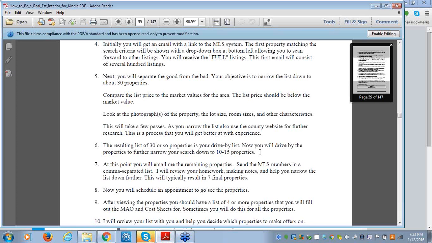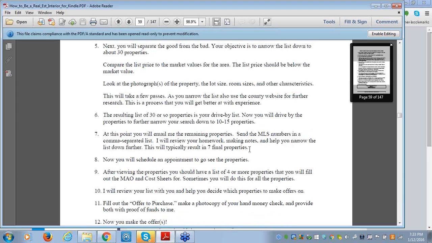And this is why flipping has more risk than rentals, all right? Because you can't be impatient. You got to take your time. You got to be creative, and you have to be really fully aware of what you're seeing in these properties, all right? So we go through, your client does a drive-by.